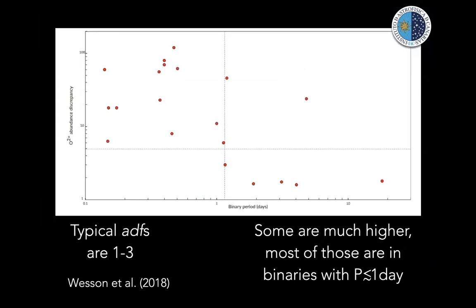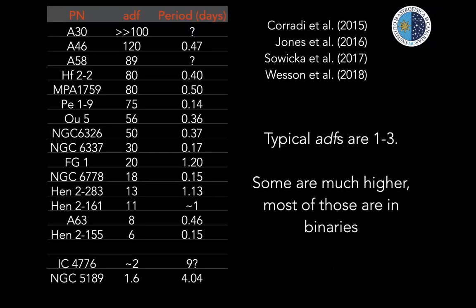And indeed, if we look at the strength of this discrepancy as a function of orbital period, it seems that it's the very shortest orbital periods that have the highest discrepancies. So this is a key ingredient, again, in understanding common envelope evolution and its impact on planetary nebulae.